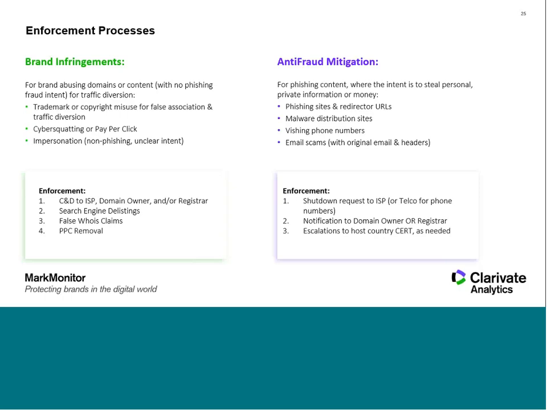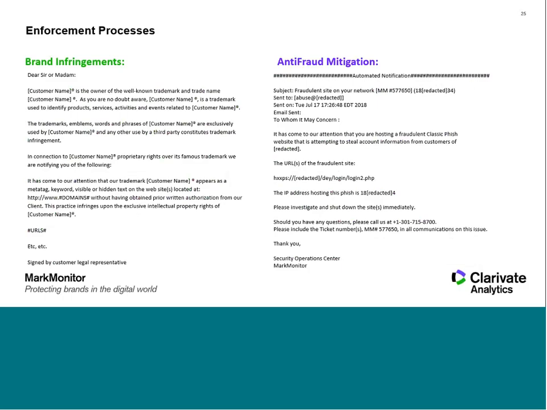So I have a couple examples here of some enforcement. We have both a brand and a fraud enforcement. If you look on the right side, that's the fraud piece. It's very straightforward in requesting the ISP to remove the content. The notification actually comes from MarkMonitor, not from the brand owner. We'll also contact the domain owner for established domain registrations or a registrar for new registrations. And we can escalate to the country CERT if the ISP is uncooperative as well.